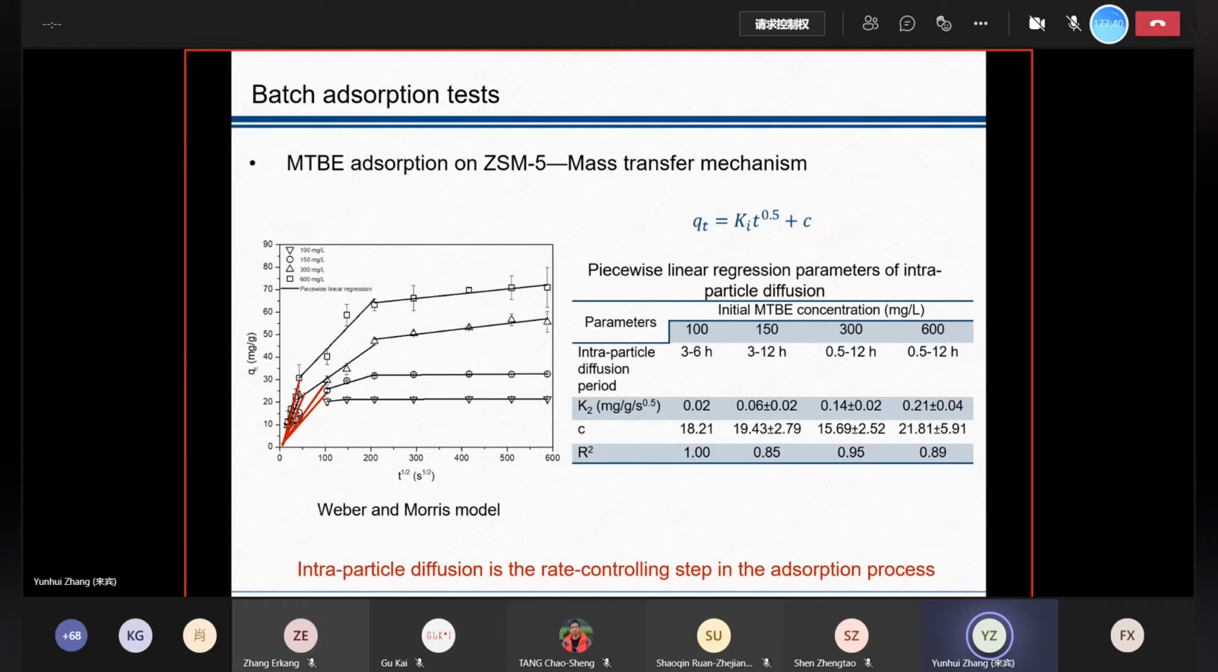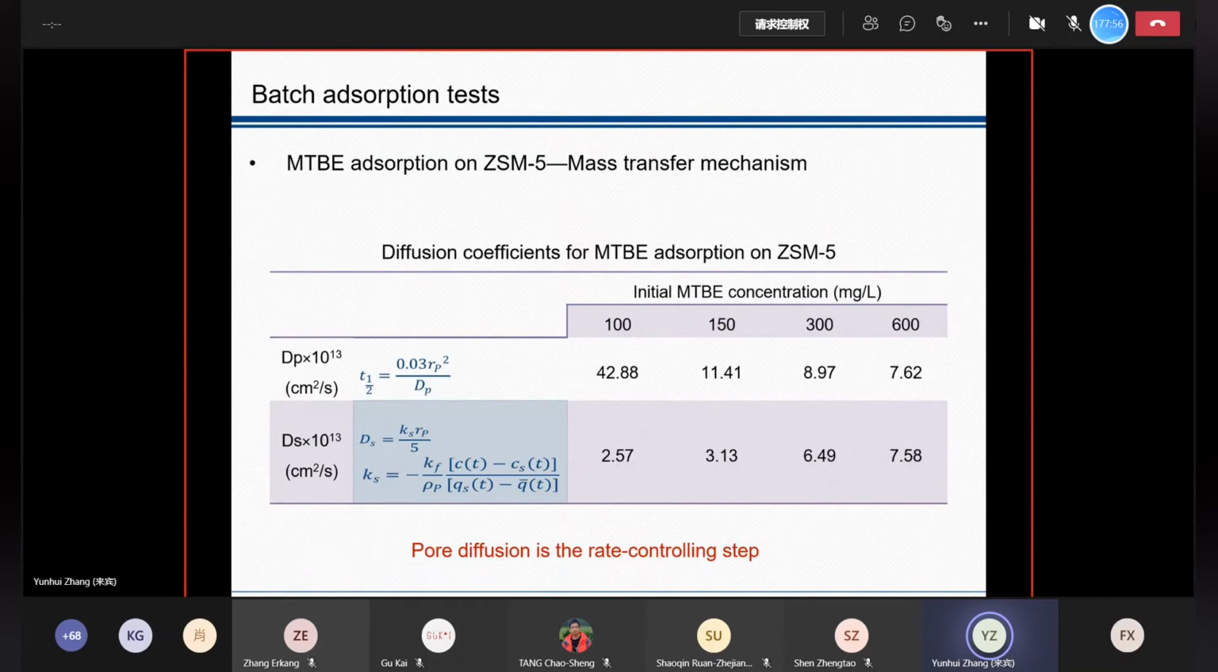But to further judge whether the pore diffusion or surface diffusion is more important, the diffusion coefficients were calculated. From this table, we can see the pore diffusion is the rate limiting step. This is because the surface diffusion and the pore diffusion act in parallel and competitively. So the faster process determines the total adsorption rate.